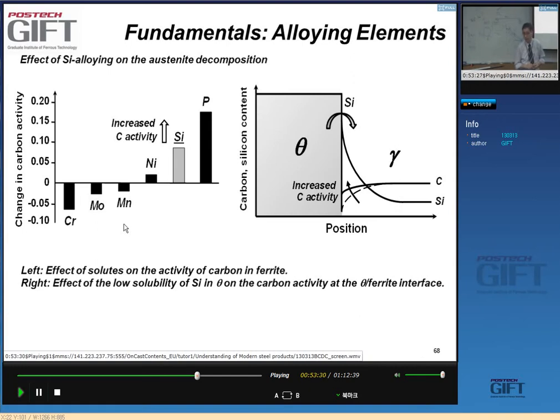Okay, so let's imagine a small particle of cementite is formed, yes? And you have silicon in your steel, okay? So around here you have ferrite, okay? So what happens is the silicon gets pushed out of the area where the cementite is forming, right? So it goes this way. Silicon goes away. It partitions to the ferrite. Right. What happens to the carbon?